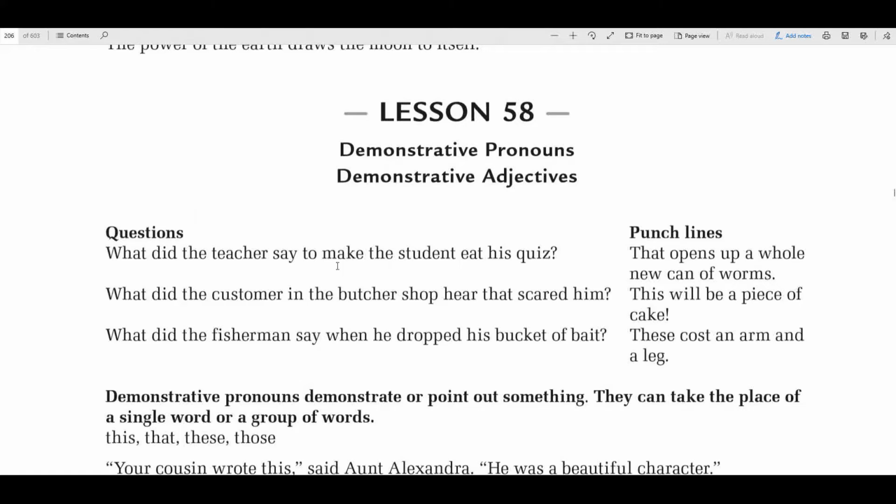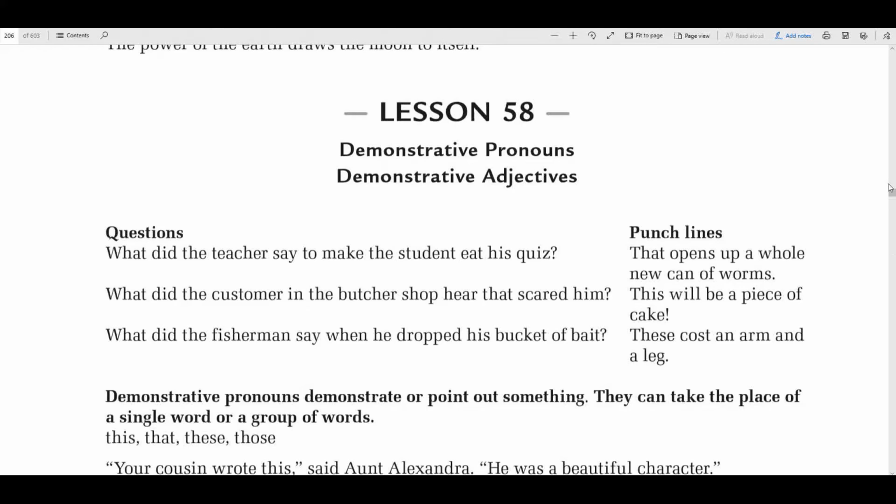Okay, so what did the teacher say to make the student eat his quiz? That opens up a whole new can of worms. What did the customer in the butcher shop hear that scared him? This will be a piece of cake. I guess it would be that one. And what did the fisherman say when he dropped his bucket of bait? I guess it would be that. Oh, I see. He had to pick which one was which. Yeah, well, it didn't tell me that, so whatever.